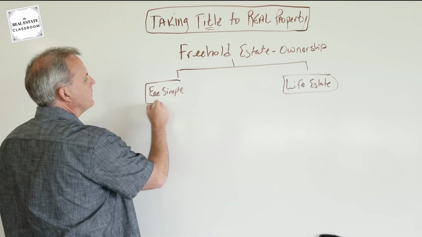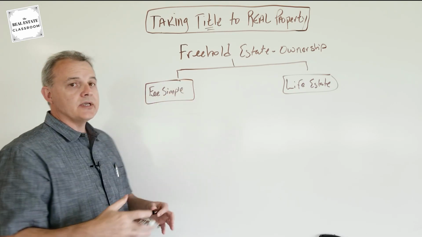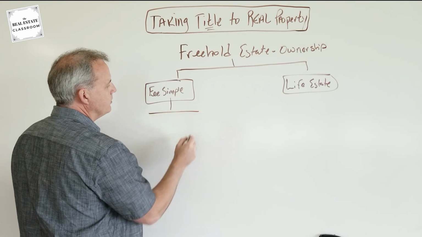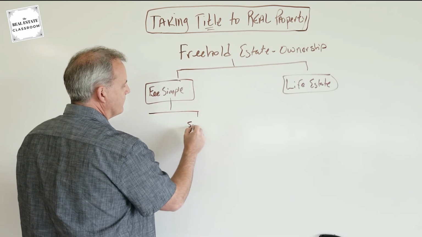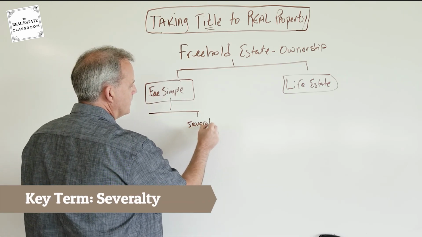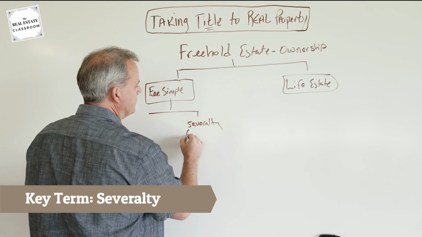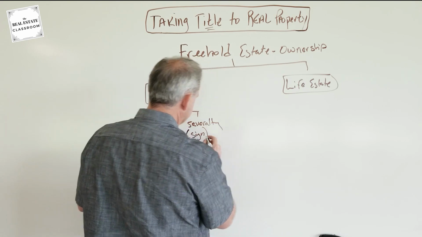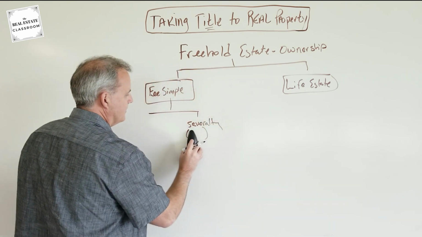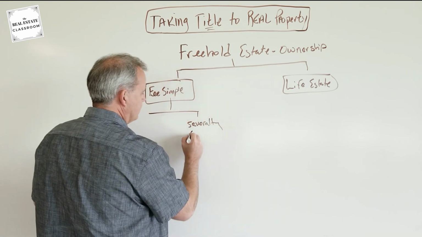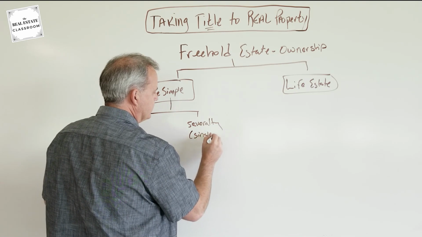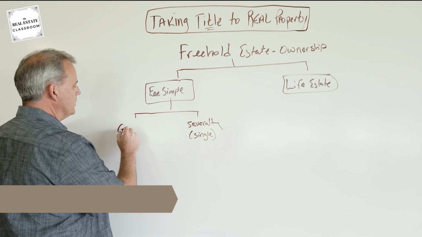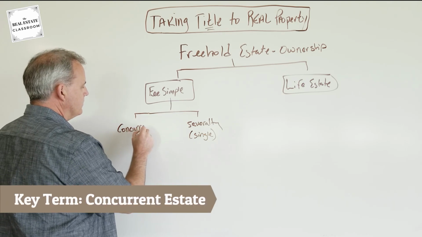All right, the other one is fee simple. Now, fee simple means absolute ownership. All right, and this is broken into two areas as well. There's severalty. Now, severalty simply means single ownership. Hope I put sign up there. I meant single. S-I-N-G-L-E, single ownership. The other one is what we call a concurrent estate.